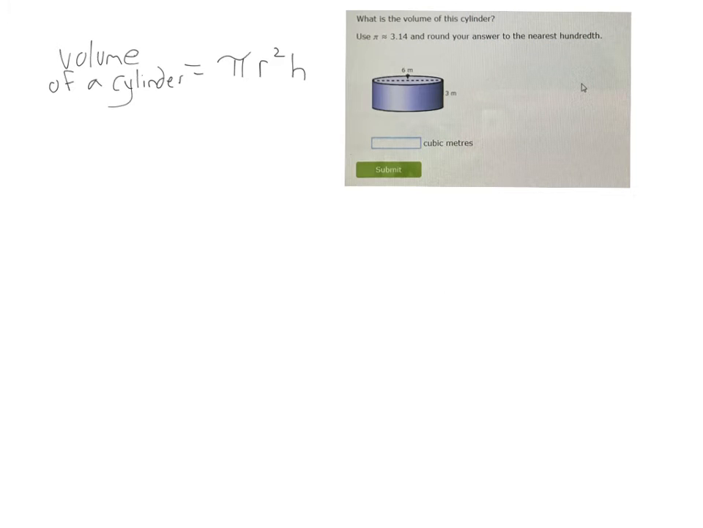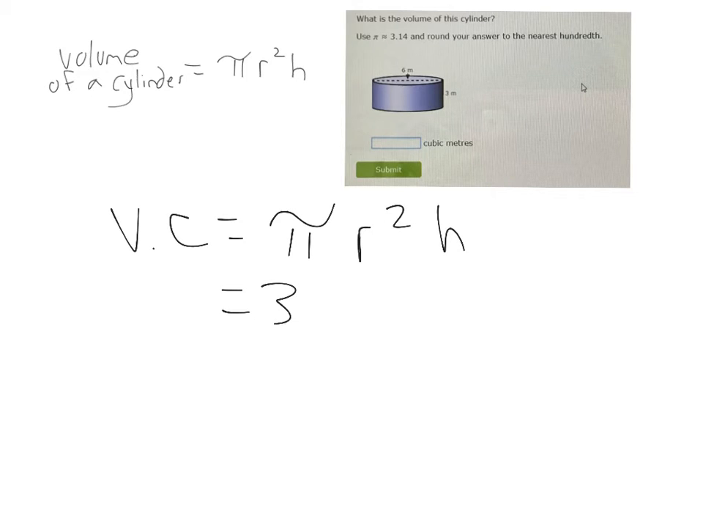In this example, we're again just plugging the numbers into our formula for the volume of the cylinder. What is the volume of this cylinder? Use pi being approximately equal to 3.14 and round your answer to the nearest hundredth. Remember that because they'll probably mark you wrong if you don't do that part. So let's start with what we know. Volume of the cylinder equals pi r squared times the height.